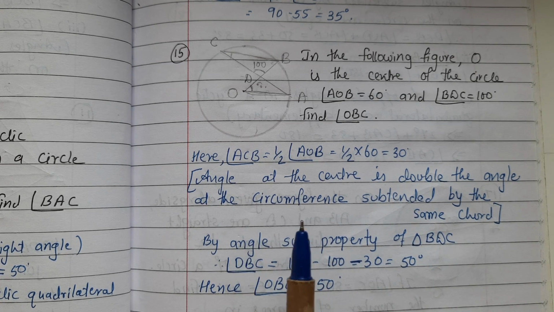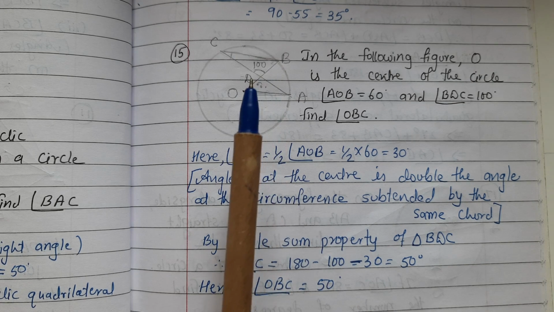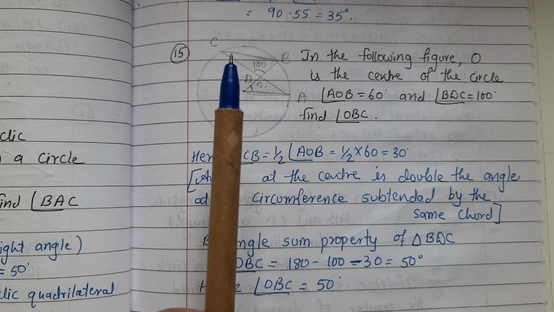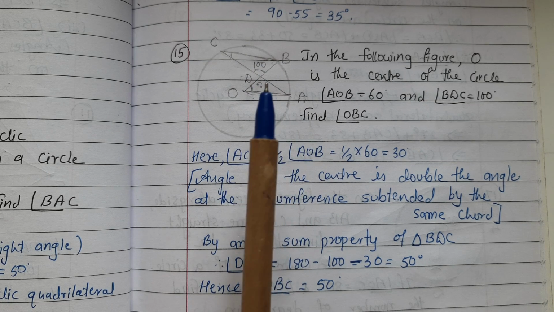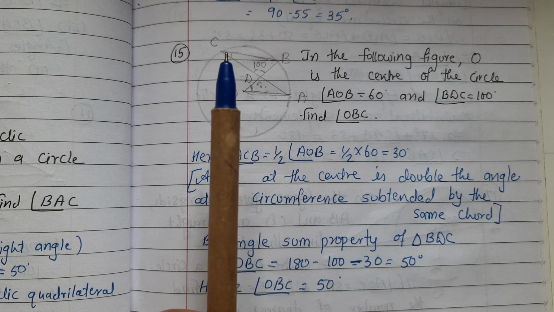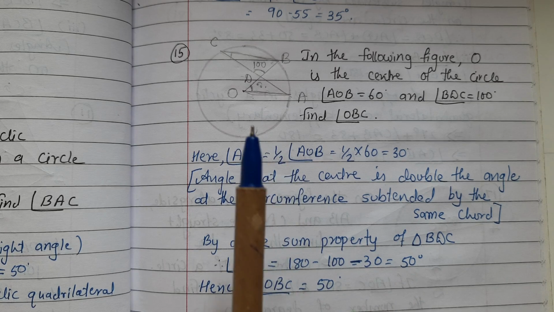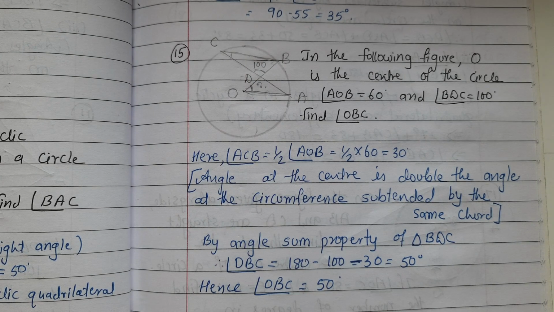By angle sum property of triangle BDC, this is 100, this is 30. Therefore, angle DBC is 180 minus 100 minus 30 equal to 50 degree. Therefore, angle OBC is 50 degree.